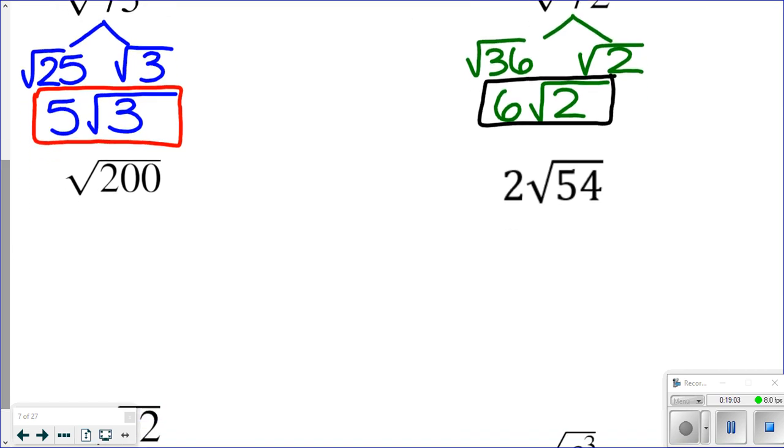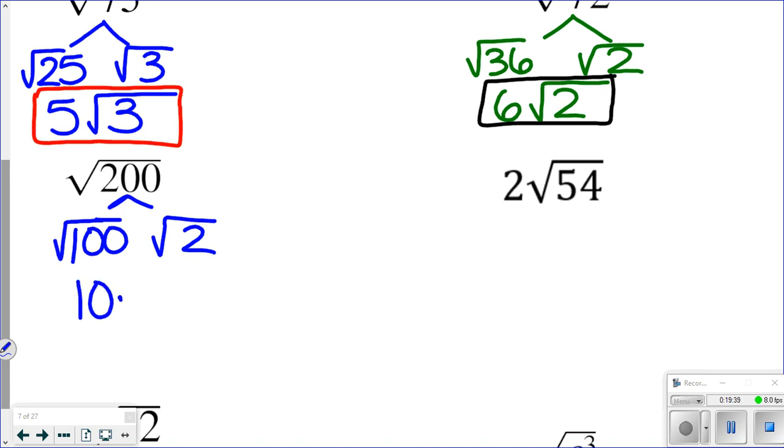All right, go ahead and try 200. What is the largest perfect square that goes into 200? It's 100. And 200 divided by 100 is 2. 100 times 2 is 200. All right, let's find the square root of the perfect square. So what is the square root of 100? That's 10. And I'm going to leave the 2 underneath the radical. And that's my answer.